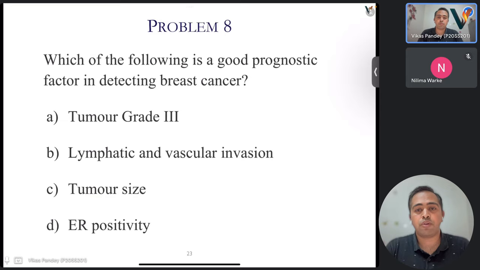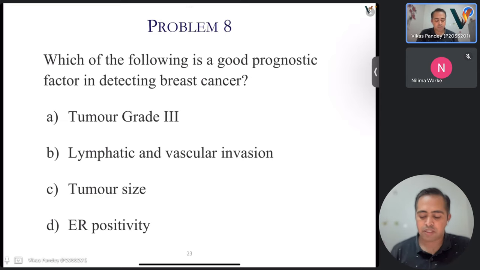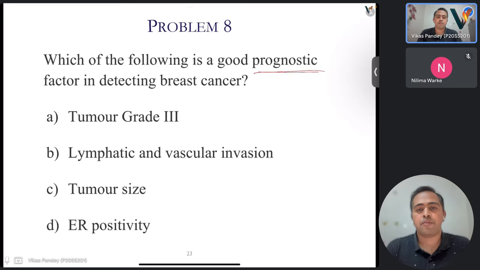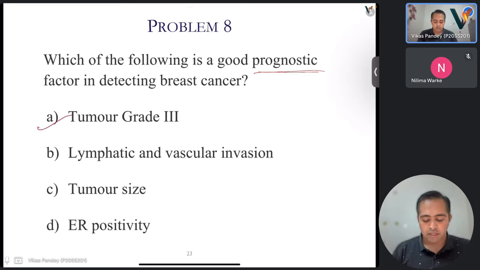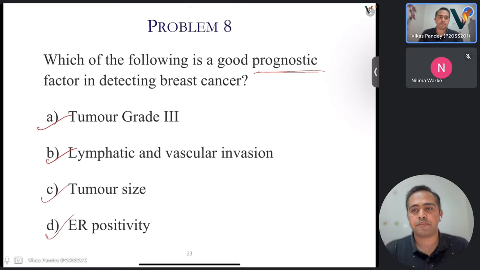Which of the following is a good prognostic factor in detecting breast cancer? Prognostic means where we can find out early, like early detection of breast cancer. Tumor grade 3, lymphatic and vascular invasion, tumor size, or ER positivity. Any answer?